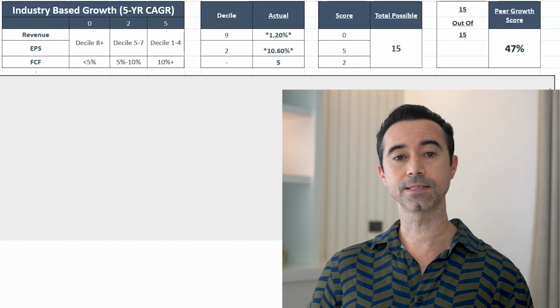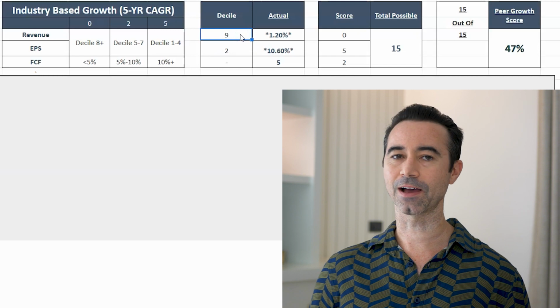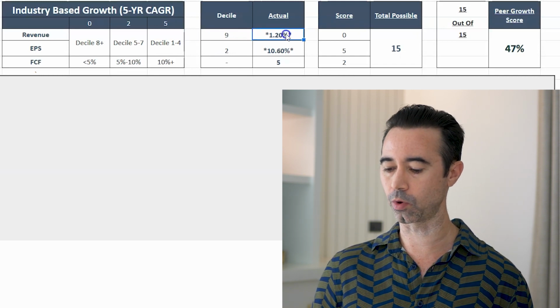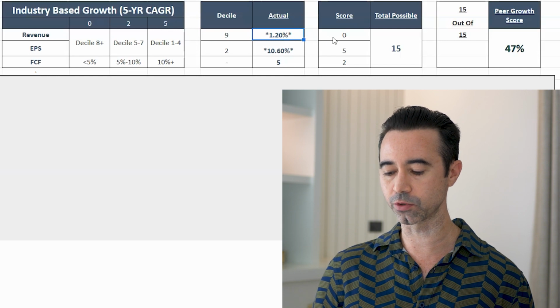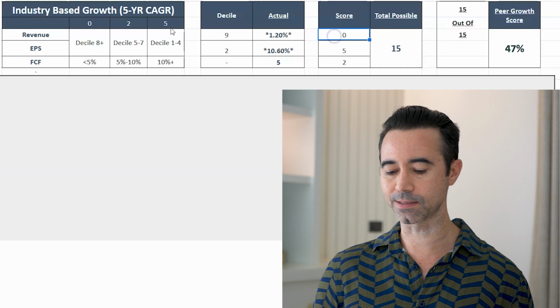Next thing we want to talk about is the industry-based growth of this company. So it's in the 9th decile for revenue growth, not very good. So not liking that at all. 1.20% revenue growth over the past 5 years. That's not so great. That gets a 0.